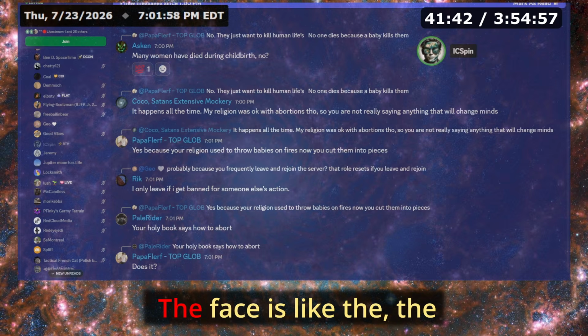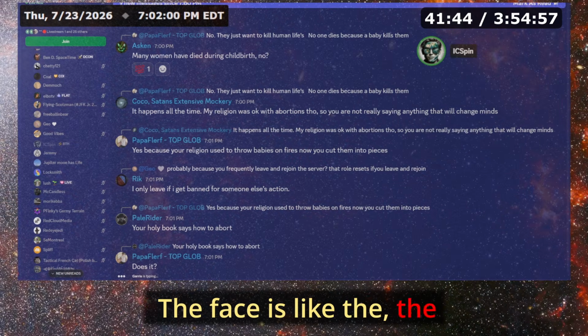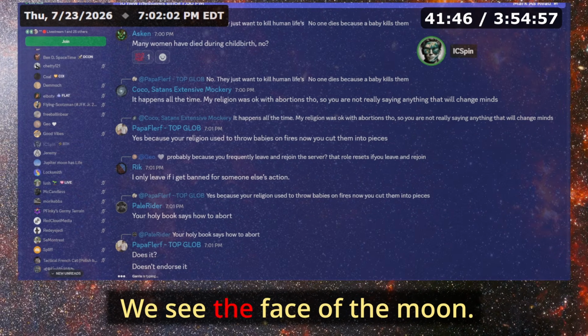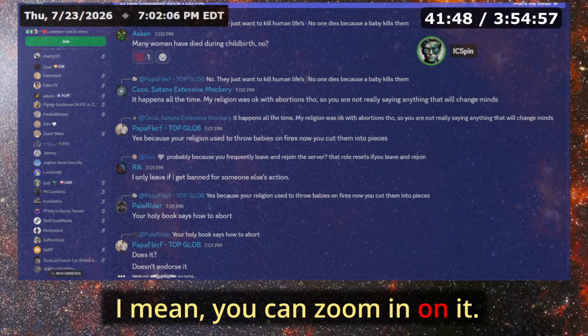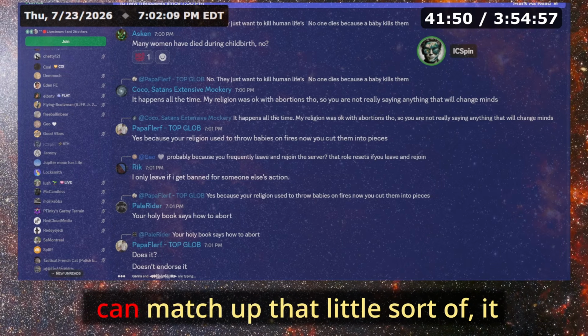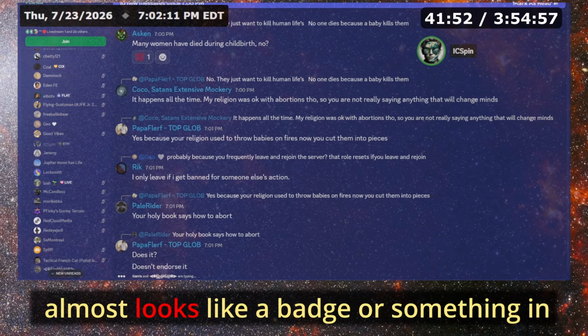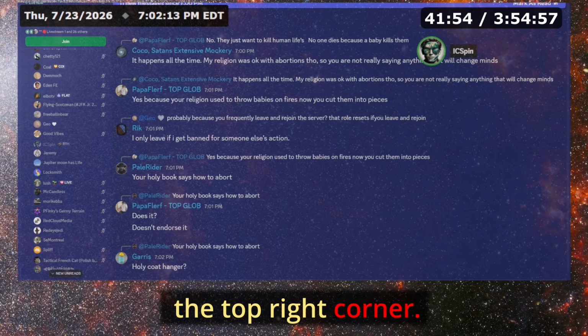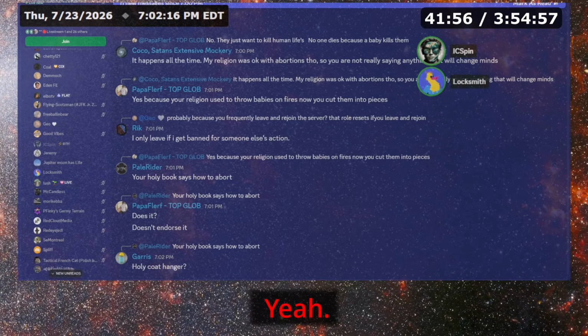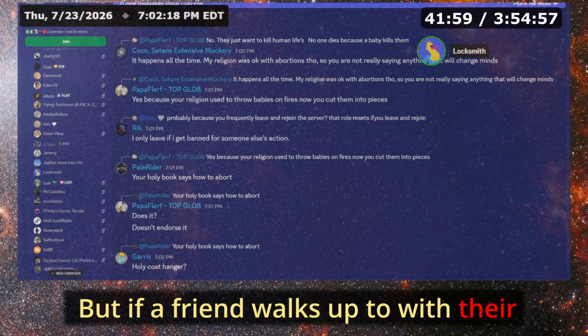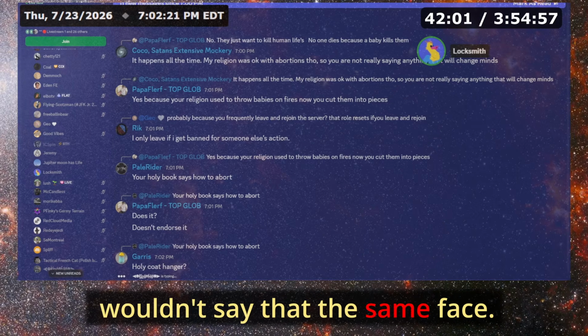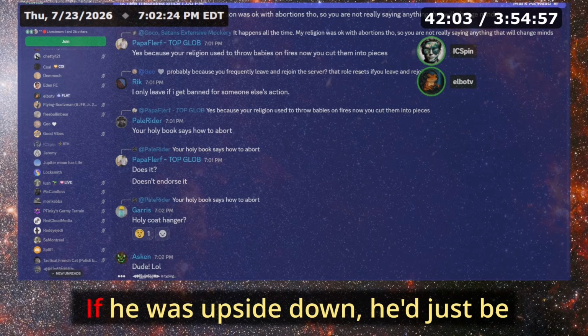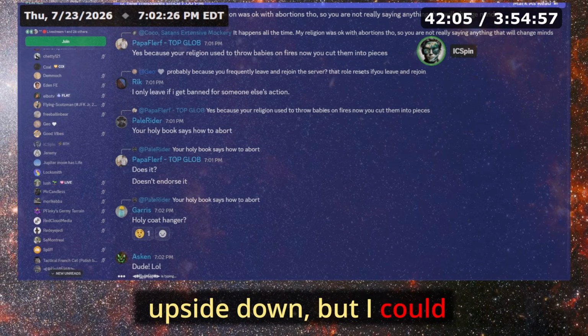Well, there's two things. The face is the thing that we all see, right? We see the face of the moon. You can zoom in on it. Obviously, his is a little blurry, but you can match up that little sort of badge or something in the top right corner. But if a friend walked up to you with their face upside down, you wouldn't say that's the same face. Yeah, it would be the same face. If he was upside down, he'd just be upside down, but I could still see the same face.